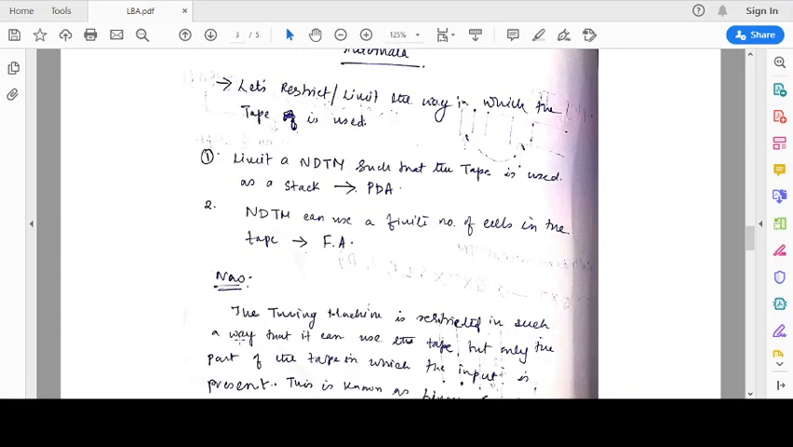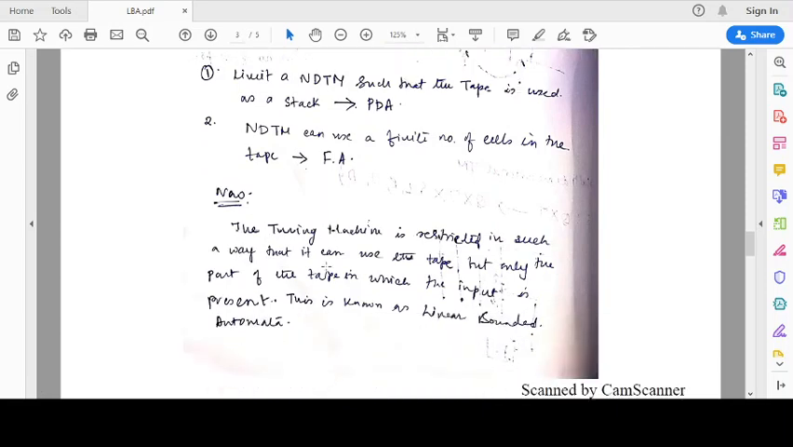Okay. Now we are ready to move to a linear bounded automata. So let us give a casual definition of linear bounded automata. So the Turing machine is restricted. Again, a non-deterministic Turing machine. Sorry, I have not written. You all please check the point that the non-deterministic Turing machine is restricted in such a way that it can use the tape, but only the part of the tape in which the input is present. This is known as a linear bounded automata.